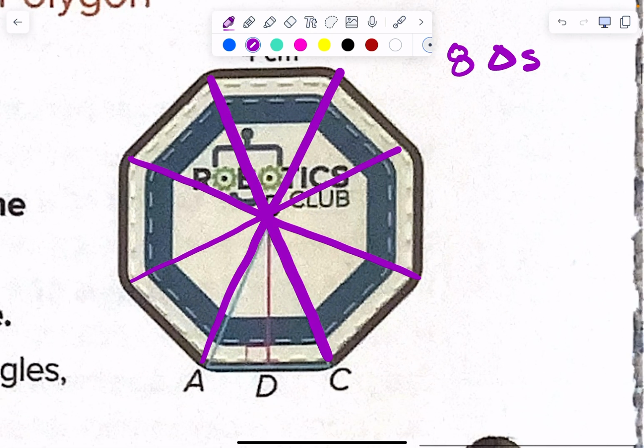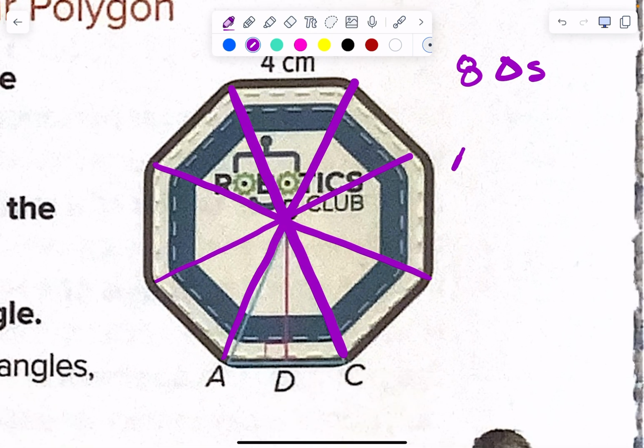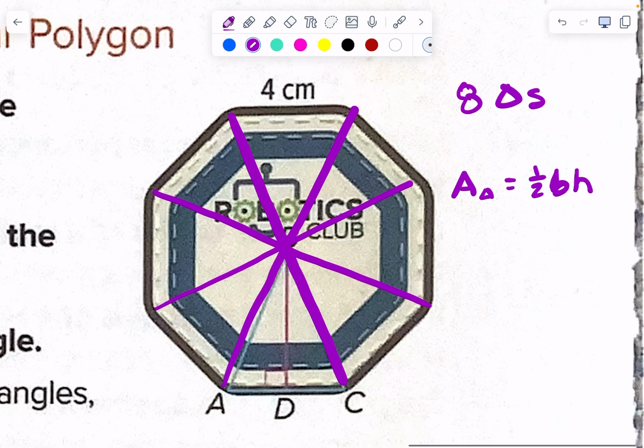Okay, one triangle. The area of one little triangle is 1/2 the base times the height. Do we know either one of those? Do we know base or height? We know the base. What's the base? 4 centimeters. 4 is across here. So 1/2 of 4 times, we have to find the height, right?